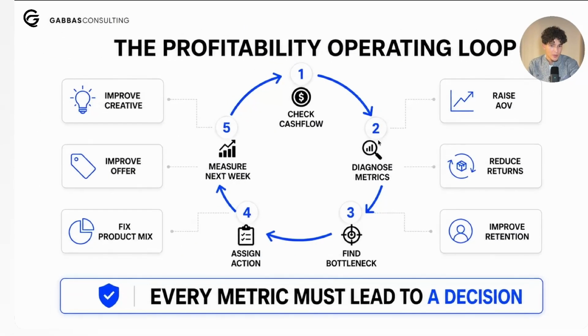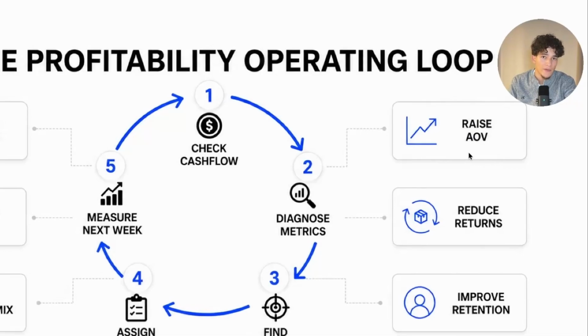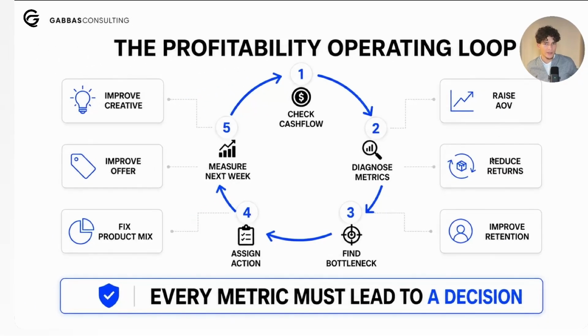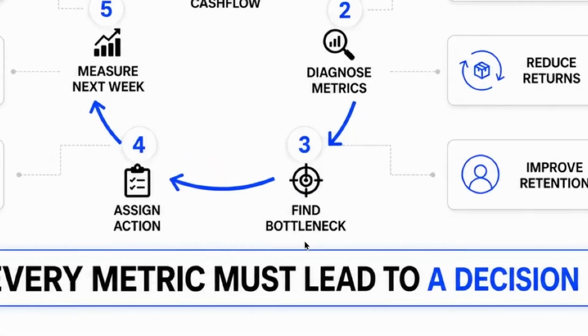And if you have problems in your metrics, you have to fix them somehow. Maybe you have to raise your AOV, maybe you have to try to negotiate better cost of goods with your manufacturer, or maybe you have to reduce returns, right? There are so many metrics to take a look at your store and analyze to know exactly what you have to do. After you diagnose the metrics, you have to find your bottleneck.